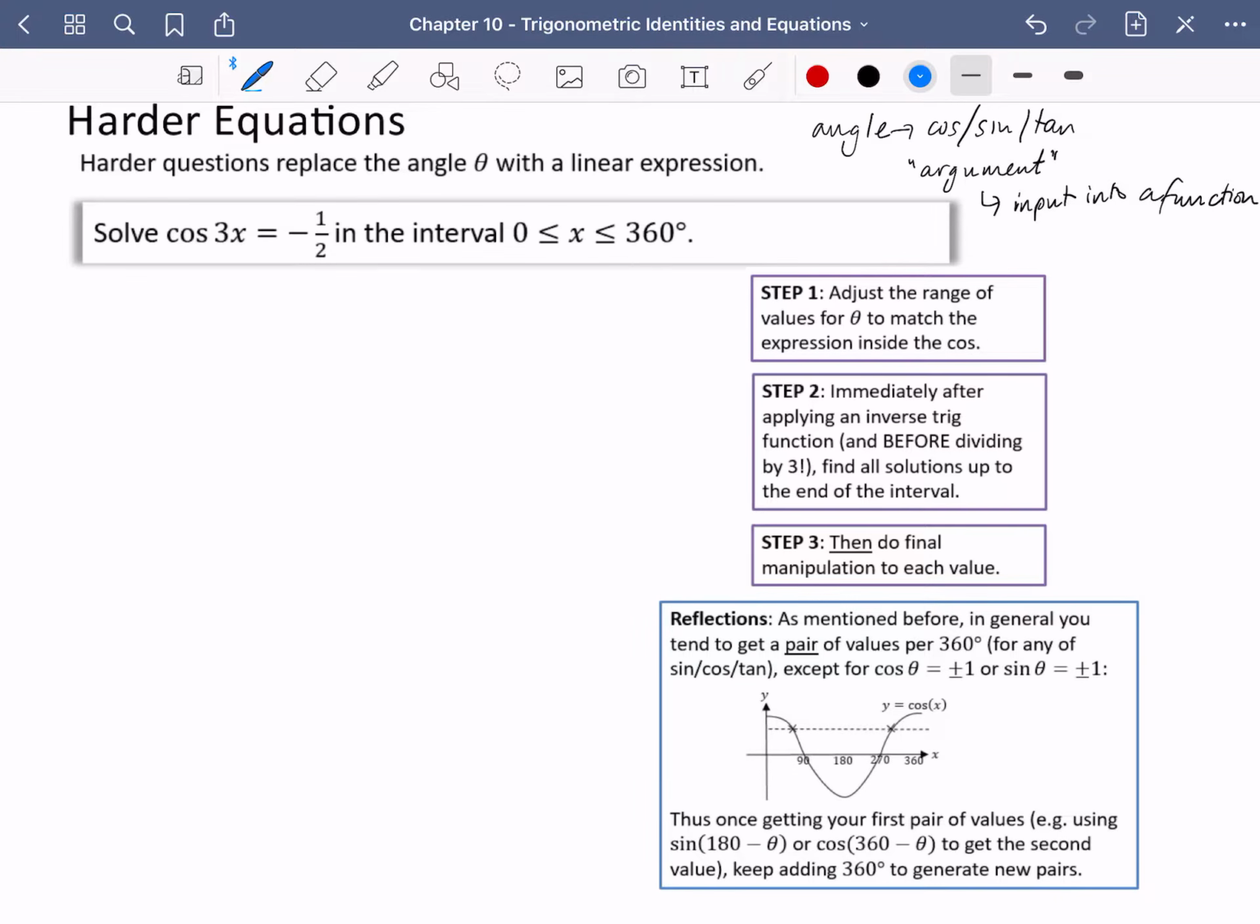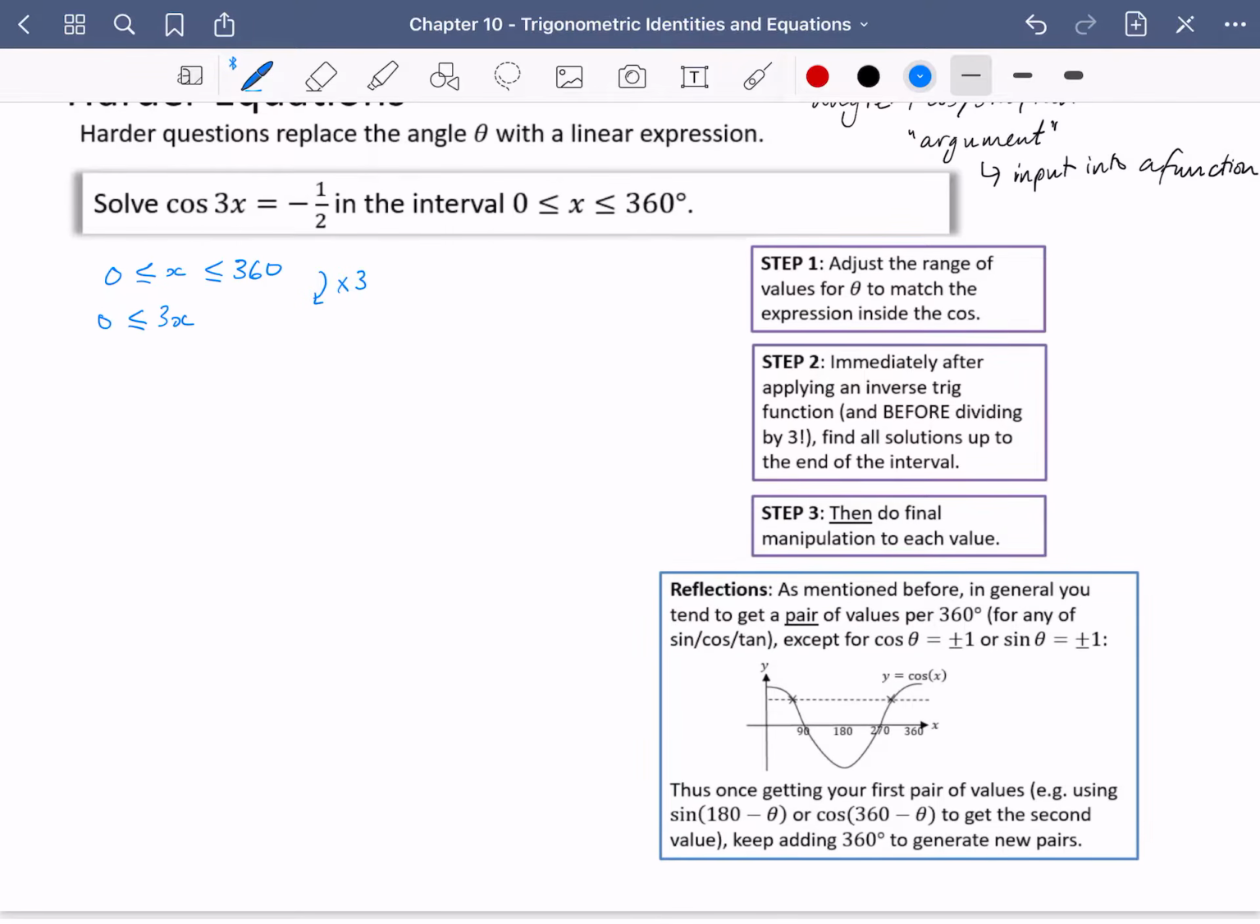It says, step 1, adjust the range of values for theta, or x in our case, to match the expression inside the cos. The expression inside the cos, that's what we call the argument. So the argument here is 3x, but the range is only x. So we're going to change that range. The initial range is that x is between 0 and 360, and we want to change it so it matches 3x. Well, this is just an inequality. If x has gone to 3x, we've multiplied it by 3. So it will be between 0 and 360 times 3, which is 1080 degrees.